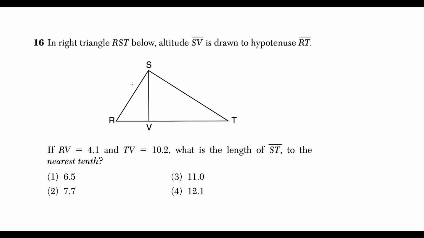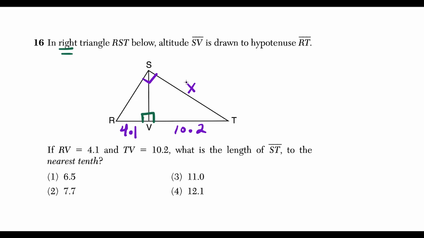So question 16, we have a lot going on here. Right triangle RST is below. Altitude SV is drawn to hypotenuse RT. So if SV is an altitude, that means these angles are 90 degrees. And since RST is a right triangle, and they are calling RT the hypotenuse, that means that opposite of the hypotenuse, this angle RST is also 90 degrees. And the goal here, once we know RV is 4.1 and we know TV is 10.2, is to find the length of side ST over here.